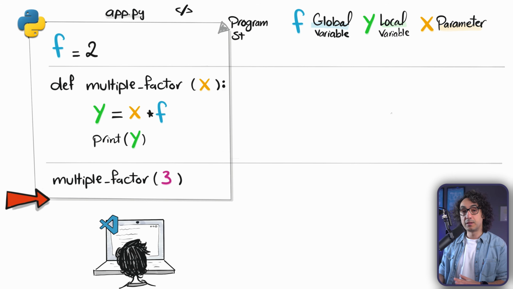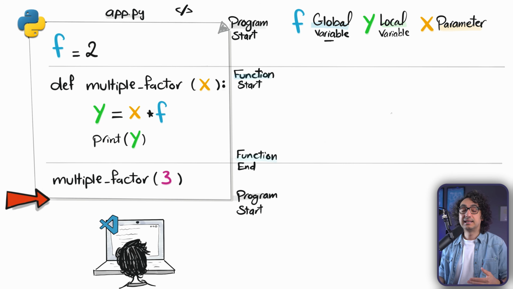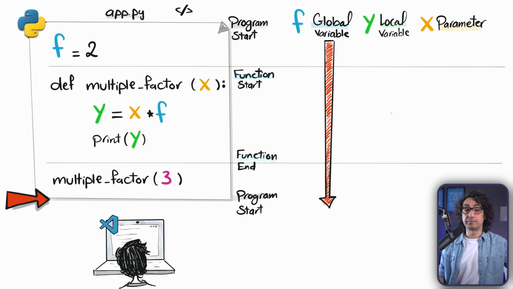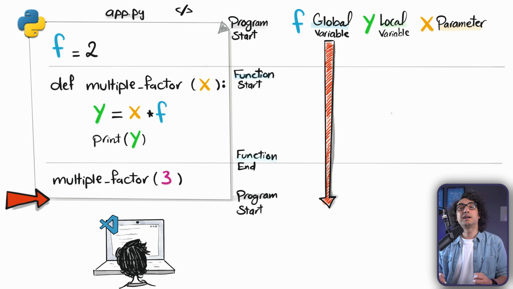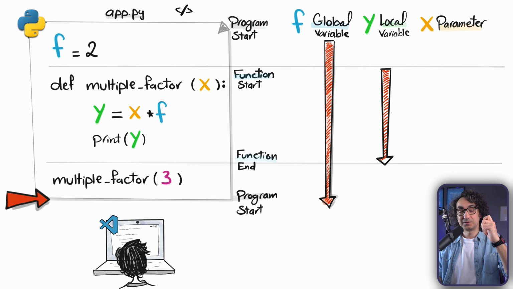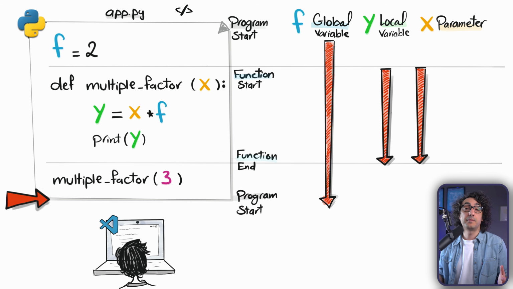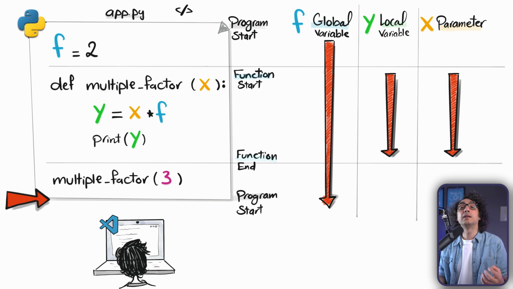The global variable, the f, has the longest life. It's gonna be created at the start of the program and it's gonna live as long as the program runs. Once the program ends, Python is gonna go and destroy the global variable. The local variable has the shortest life, so it's gonna be created when the function runs and it's gonna be destroyed after the function ends. So it is totally temporary. Same thing for the parameter. Its value is gonna live as long as the function is running.